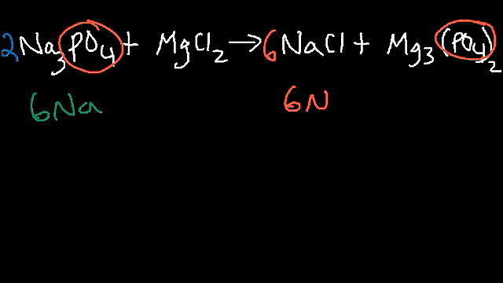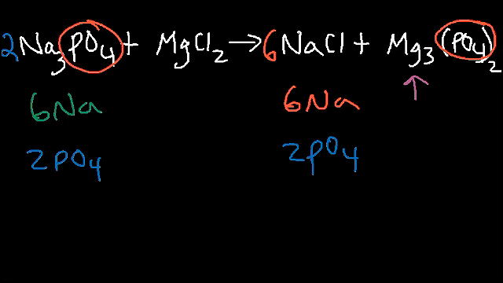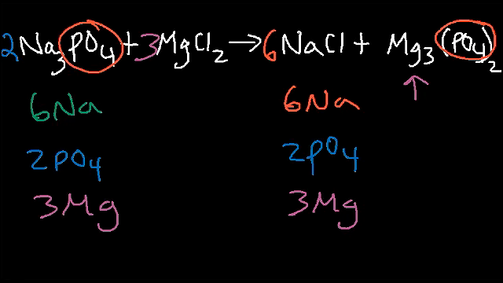So we have 6 sodium atoms on both sides and 2 phosphate units, or PO4 units, on each side. Now notice that we have 3 magnesium atoms on the right side, but we have none on the left side, so we got to put a 3 in front of Mg. So we have 3 magnesium atoms on both sides. Now notice that we have 6 chlorine atoms on the right side and 6 on the left. 3 times 2 is 6. So this reaction is balanced.